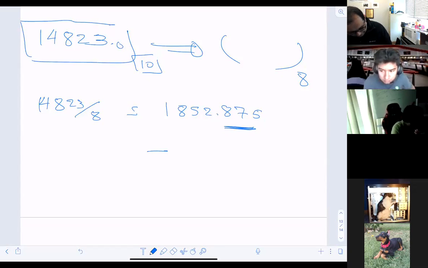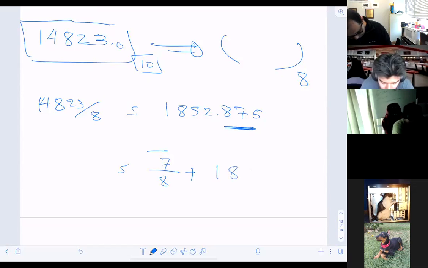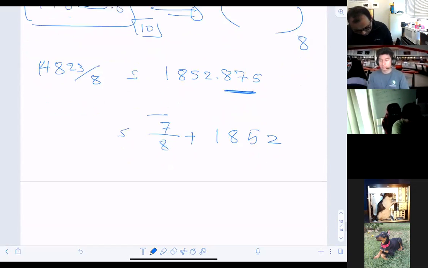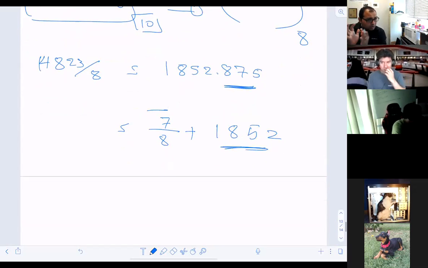Anyway, so this one is basically 7/8 plus 1852. Do you agree? Now I'm going to take this value, which is the quotient, and I will divide it by 8 also, right? So 1852 divided by 8, what will the value be?